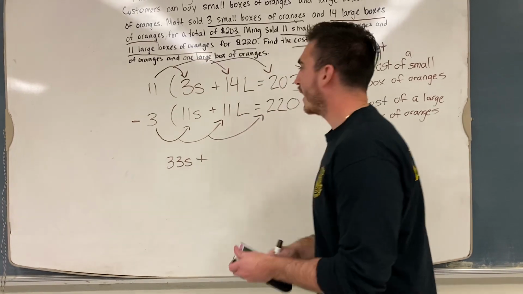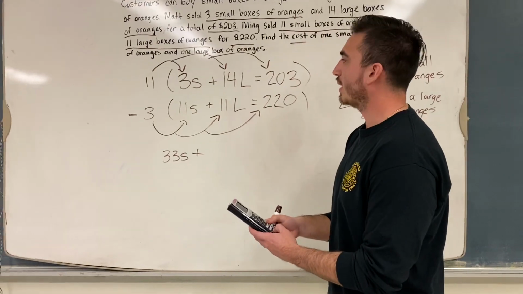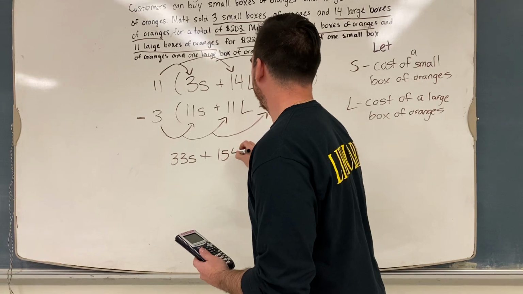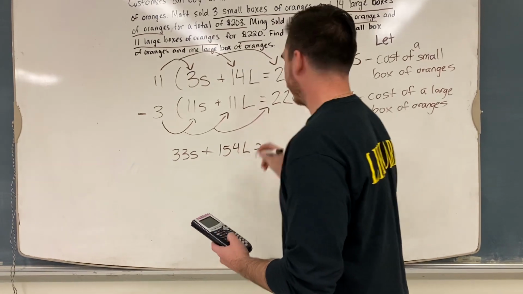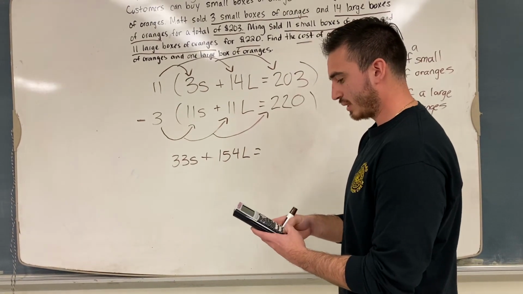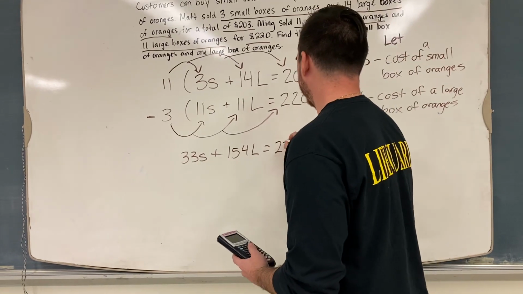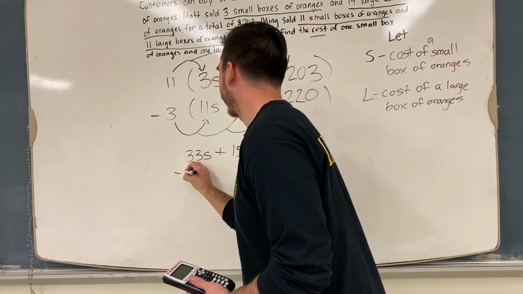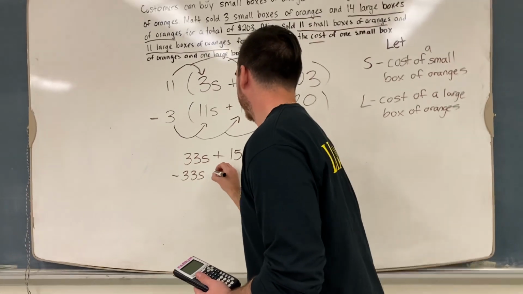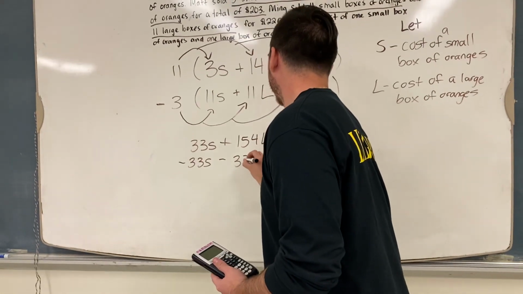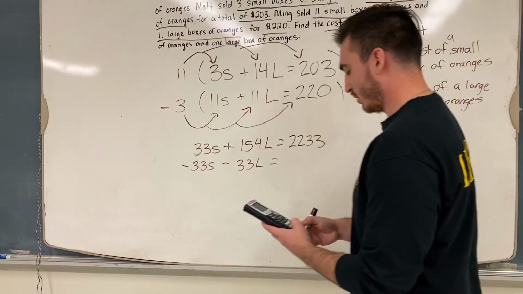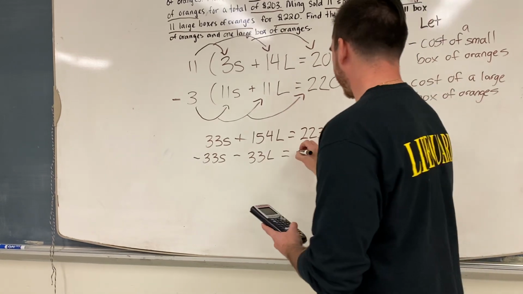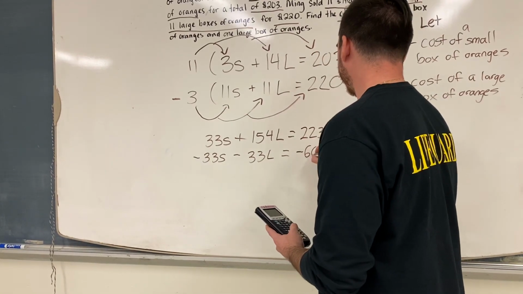plus, guys, please use your calculator apps so you do not make a mistake, 154L is equal to 203 times 11, 2233. Now for our bottom one, we have negative 33S minus 33L is equal to 220 times -3, -660.